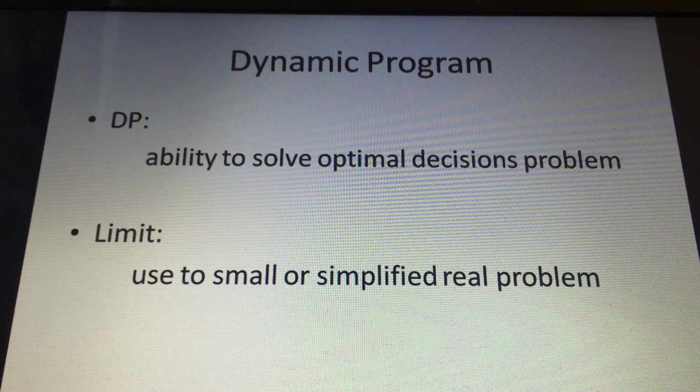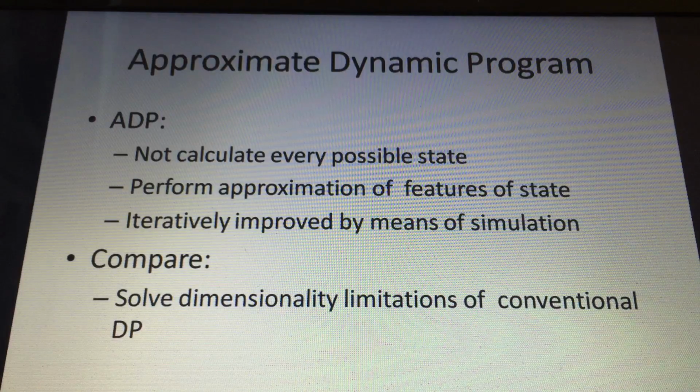As we have learned in class, dynamic programming has the ability to solve optimal decision problems, but it also has limits: it can only be used for small or simplified real problems. So we introduce approximate dynamic programming. We also say ADP.